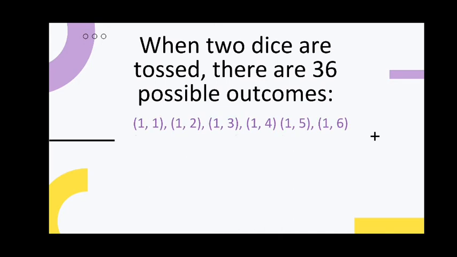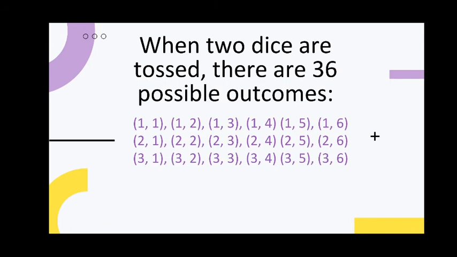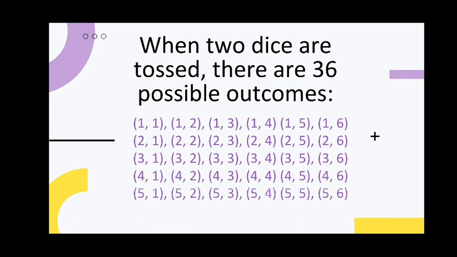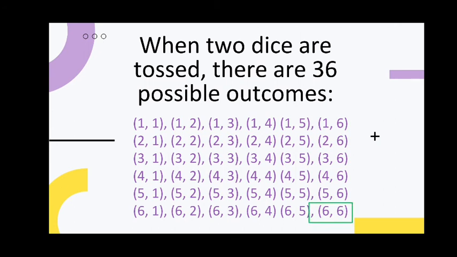Now, the following are the possible outcomes. For the favorable outcomes, there is only one possibility na mag-a-appear ang dalawang 6. So, kung mapapansin nyo, isang pair lang yung may dalawang 6.